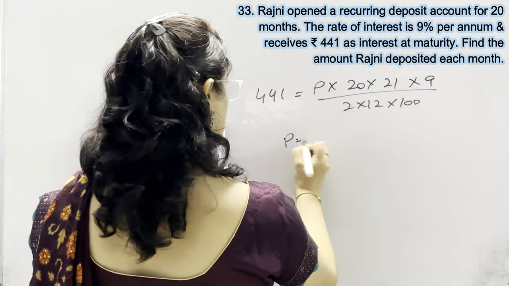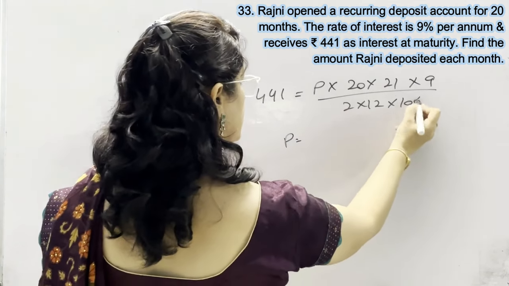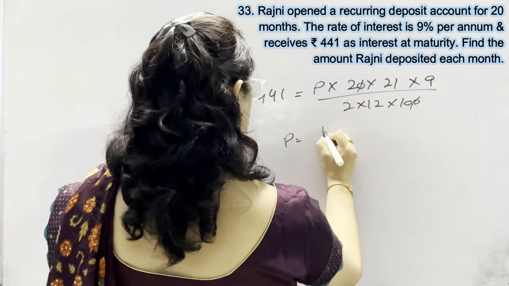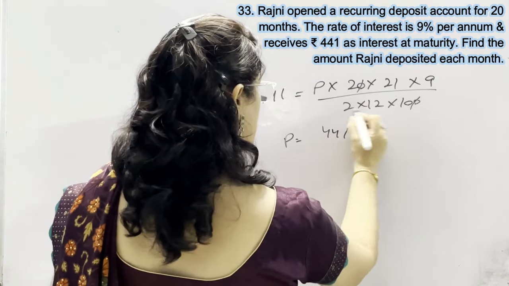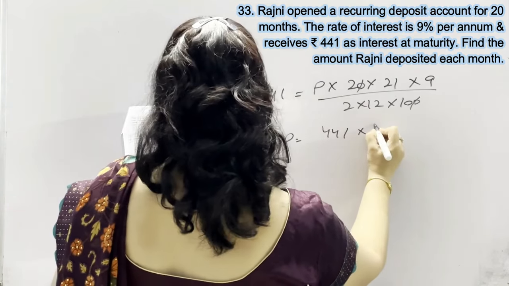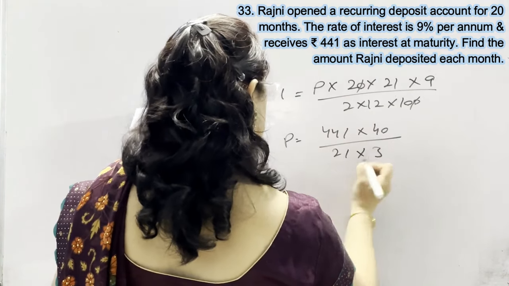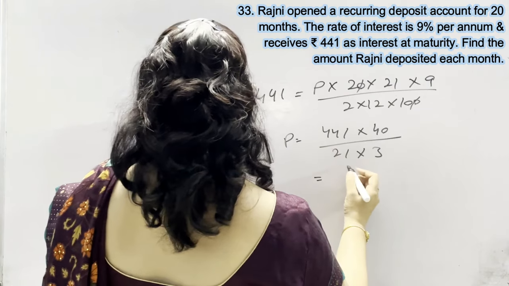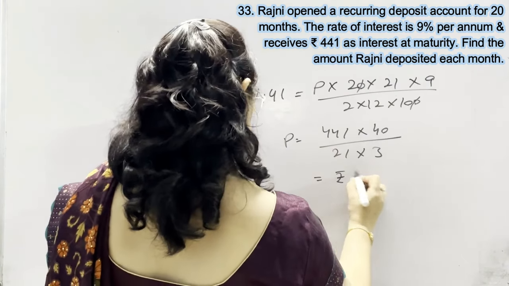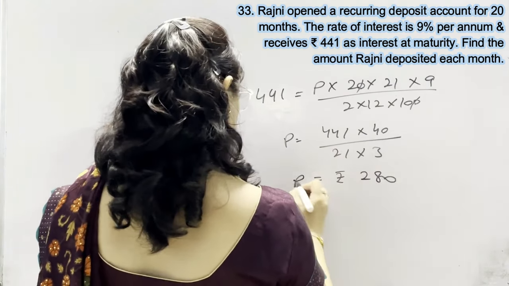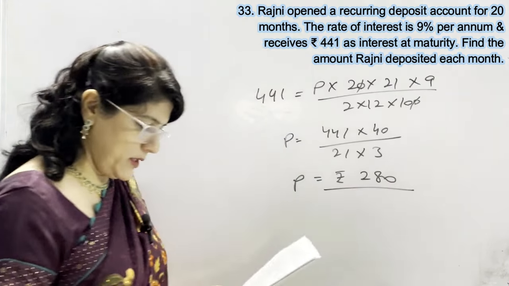P we need to calculate. So P is equal to 441 into 40 divided by 21 into 3. So after calculation, we will get rupees 280. So principal is rupees 280.